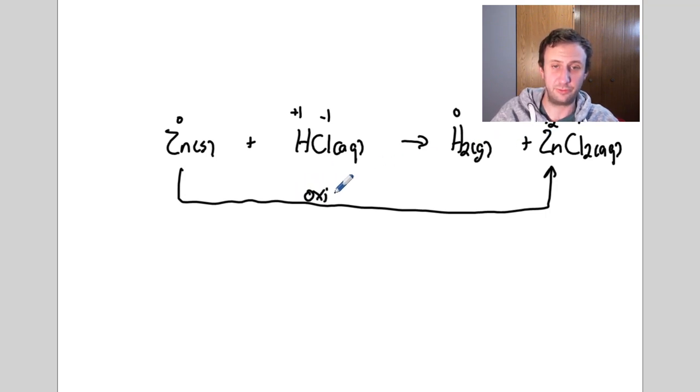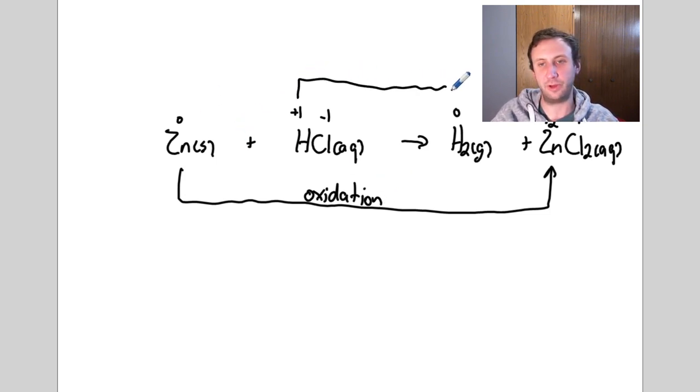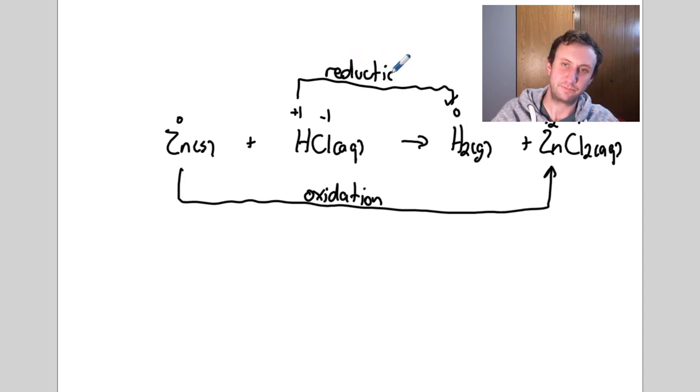So this went through oxidation because it became more positive. Well, hydrogen went from +1 to 0. So this got reduced, it went through reduction because it became more negative, right? So now if I take a look at what the OA and the RA is, zinc itself is the RA.